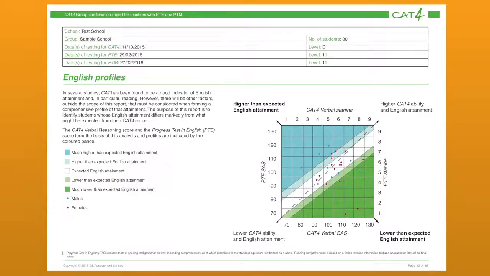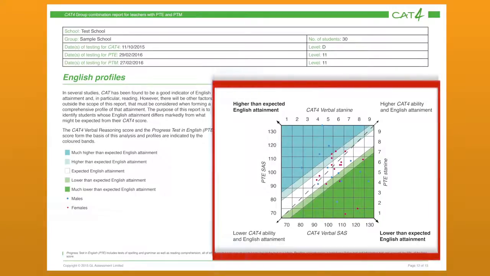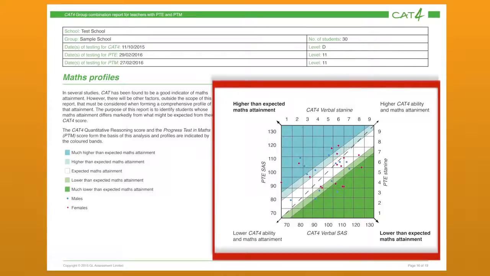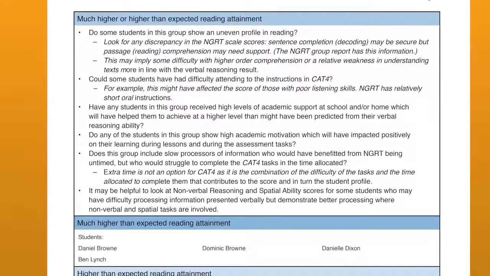Because the abilities that we're looking at correlate so strongly with attainment, we would expect to see about 50% of students within that expected band, 15% higher than and 10% much higher than the expected band. Conversely, we would expect to see 15% lower than and 10% much lower than. We have created a national distribution for these categories.